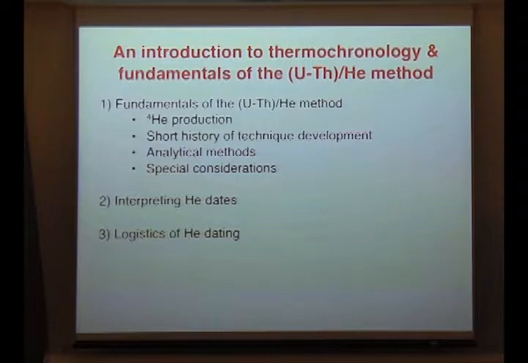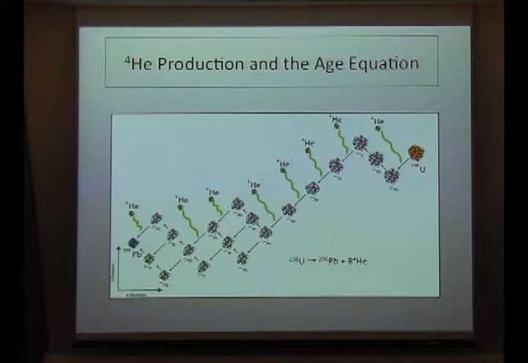So first, about where we get the helium. We heard yesterday a fair amount about uranium-lead geochronology, and this is a similar type of picture to what we saw yesterday, showing in a cartoony way the uranium-238 decay chain, with uranium-238 decaying eventually to lead-206. But of course, this involves a variety of steps.